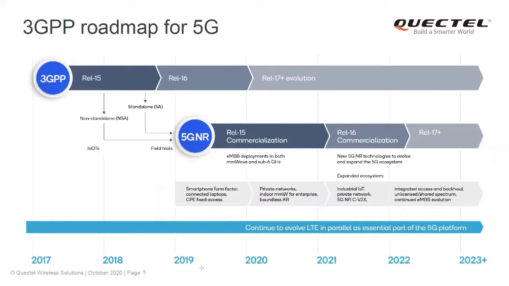5G came, as you see it now, in 2017, when Release 15, which is the 3GPP standard, was out. They split it in two: non-standalone and standalone. I'll share with you later what this means. And then now in 2020, we already have commercial deployments in some areas.